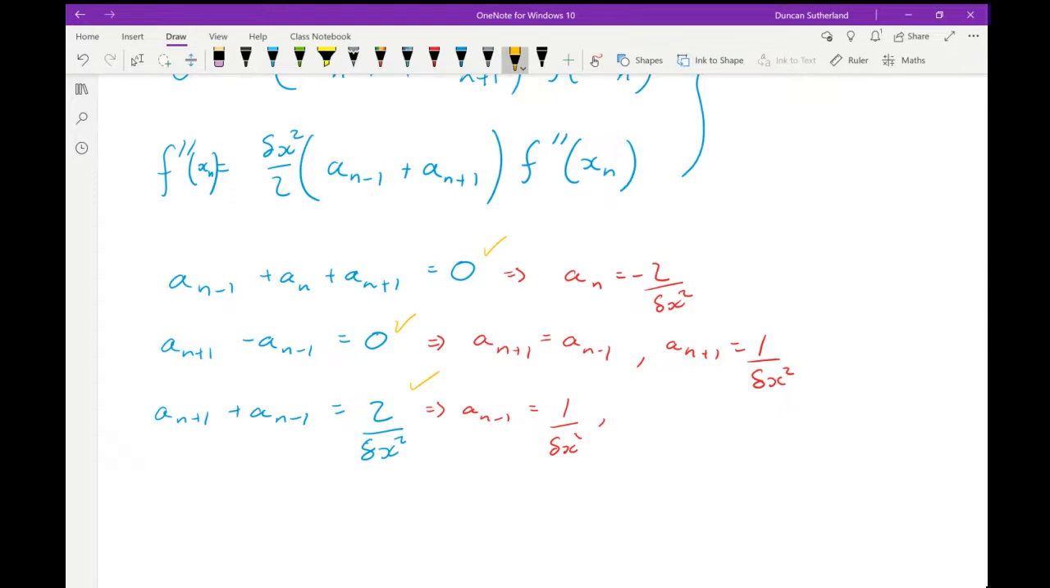Let me just check this, just make sure I've got this. This looks right and it fits with my memory of the coefficient values. Yep, this is right, I believe. Yes, good.